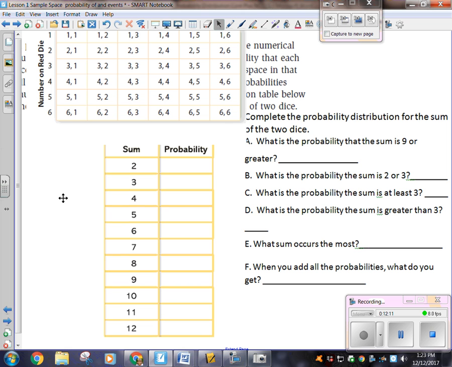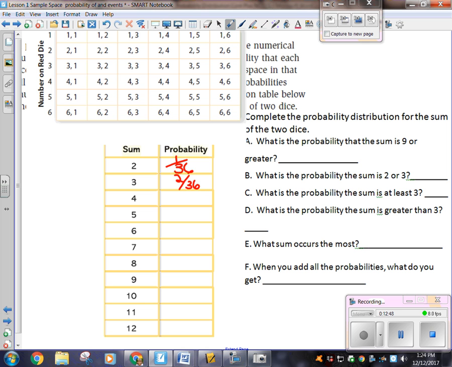Do I have any that sum to 2? How many? 1. I have 1 out of how many? 36 that sum to 2. How many sum to 3? Everybody get that? This one and this one. 2 out of 36. Everybody know what you're doing? Can you fill in the sum probability distribution? How do we distribute the chances of getting those different sums? Fill your table in now.